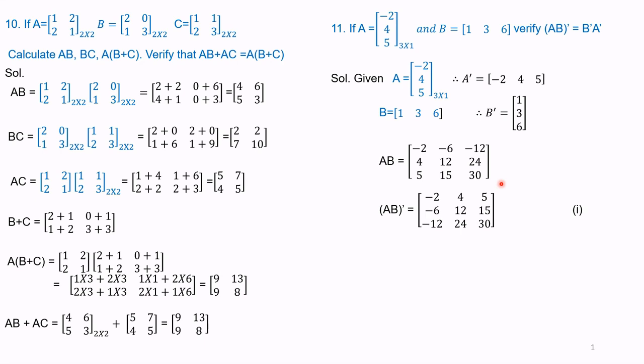Therefore, we get AB dash. We have to transpose this matrix, product matrix AB. So AB dash becomes minus 2, that is row becomes column, minus 2, minus 6, minus 12. Second row of AB becomes column of AB dash. Therefore 4, 12 and 24. Then last row 5, 15 and 30. That is row becomes column 5, 15 and 30. Let it be equation 1.